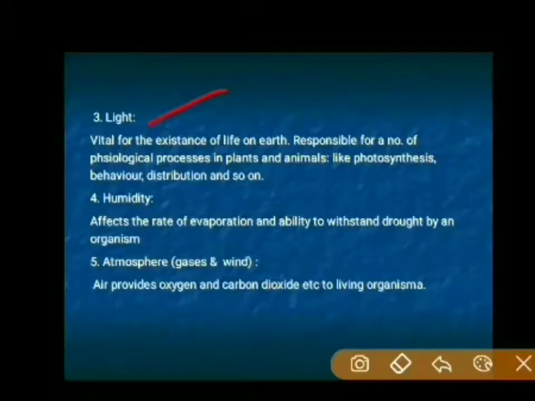Okay, then the fifth one is atmosphere, which contains gases in which wind is generated. So you know that atmosphere is very essential. The atmosphere is very essential for the existence of living beings on the planet. Atmosphere is a medium for the cycling of many nutrients like carbon, oxygen, etc. So it also provides us oxygen. It provides carbon dioxide to plants, etc.